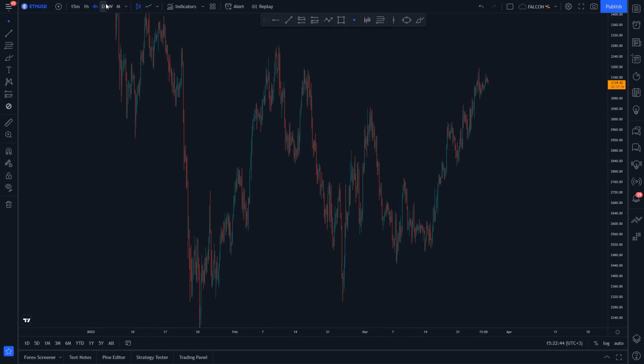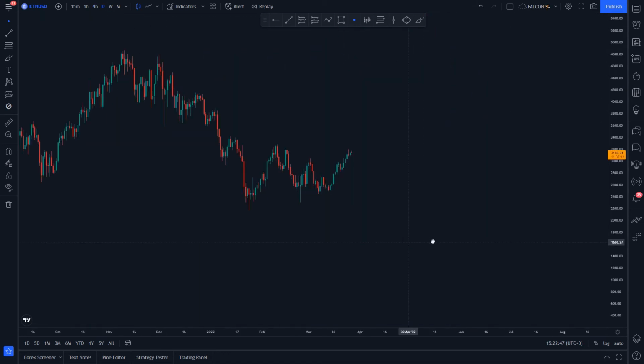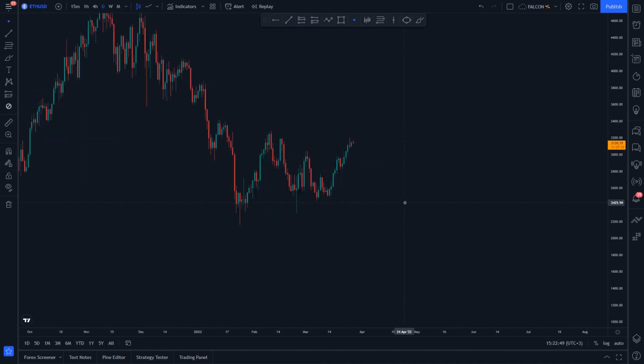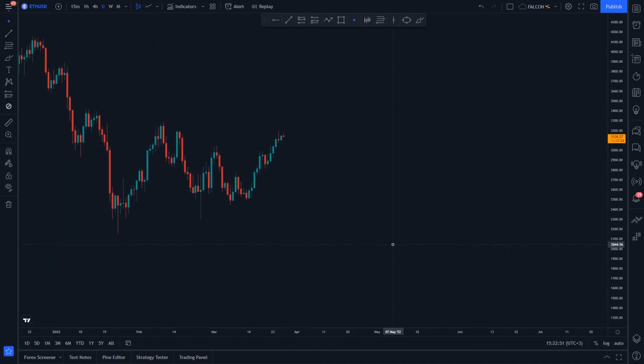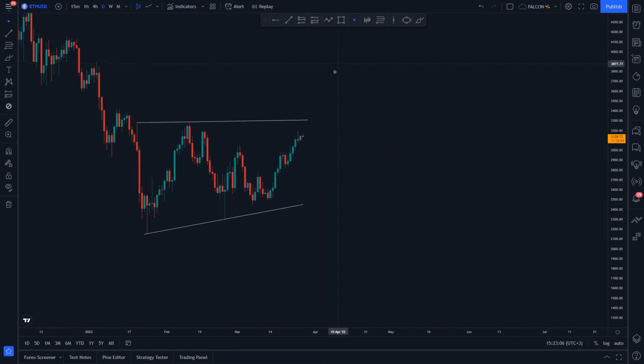Okay, next, lastly we'll have Ethereum. Ethereum has been moving quite nicely, and I remember I gave this out in my Telegram channel, and to those who took the trade, congrats. So Ethereum, we have this pattern over here. As you can see, we are approaching the third touch, the upside.